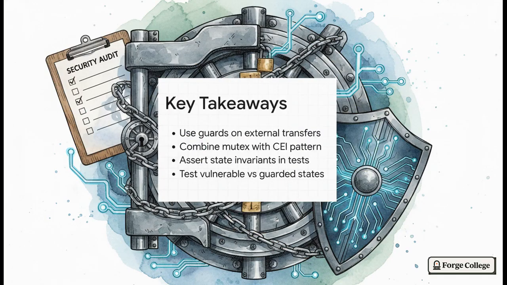All of this brilliantly illustrates our core formula for today. Always use guards on external functions that perform transfers, period. Combine those mutex guards with the checks-effects-interactions pattern for some true heavy-duty defense in depth. Assert your state invariants in tests rather than just cheering because a transaction was successful. And finally, always test the vulnerable and guarded states side by side. True smart contract security requires strict operational order, literal locks on your external doors, and ruthless, unrelenting testing.